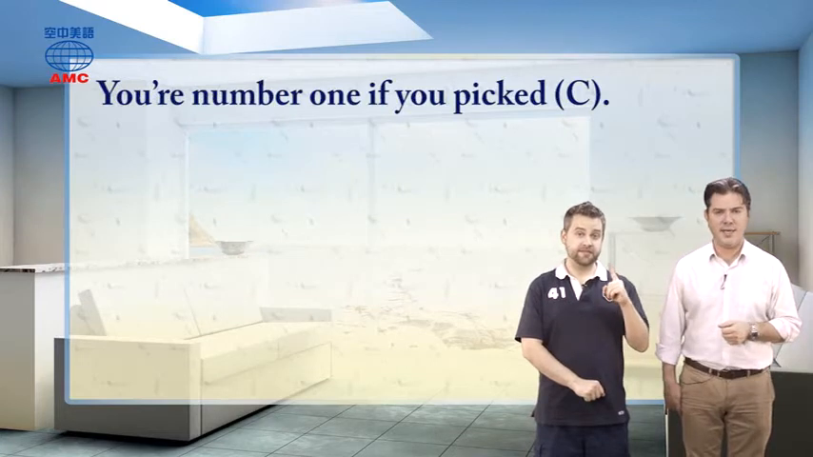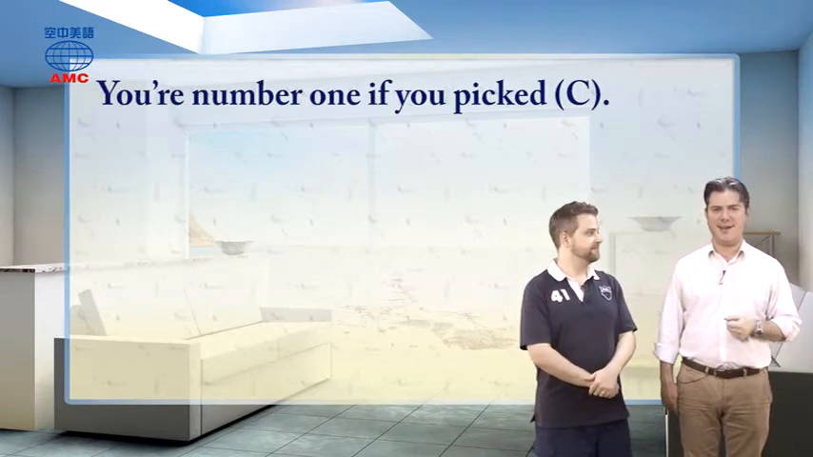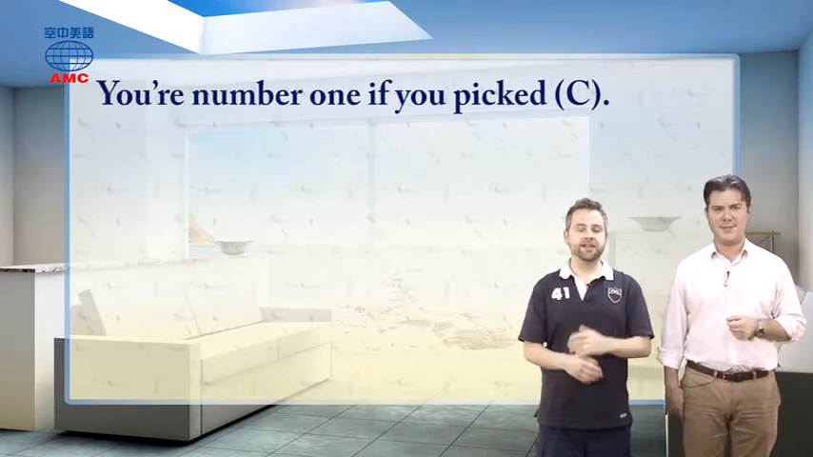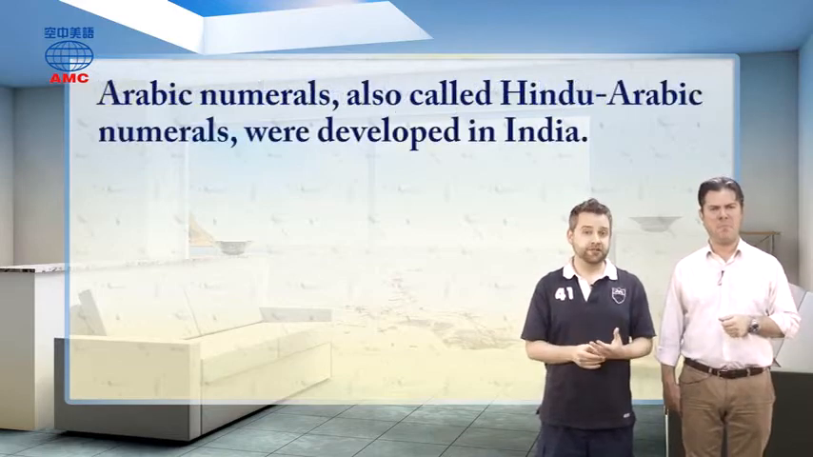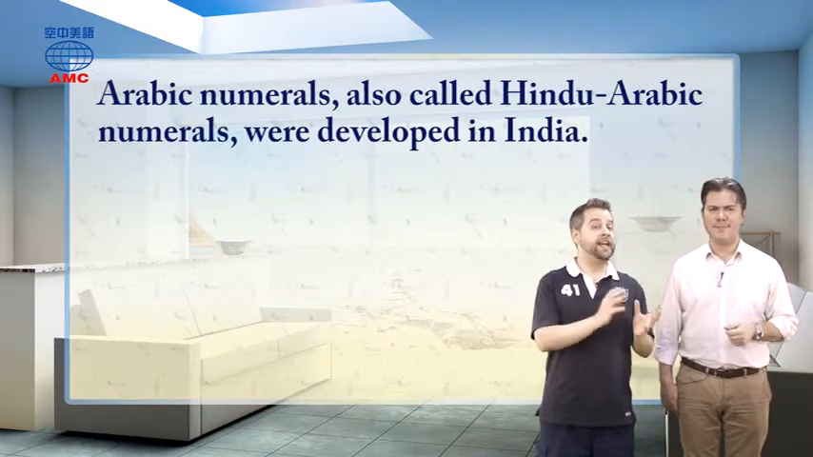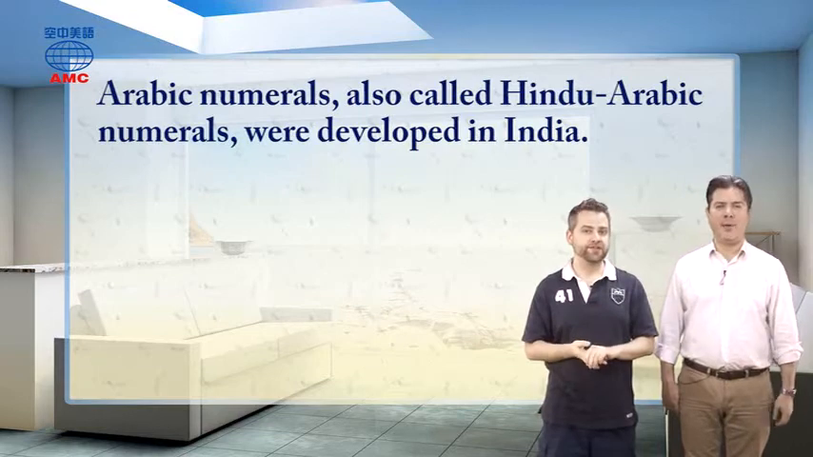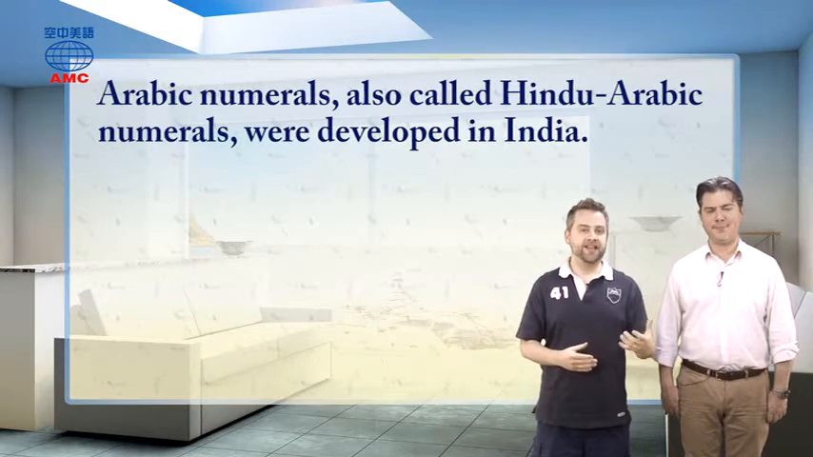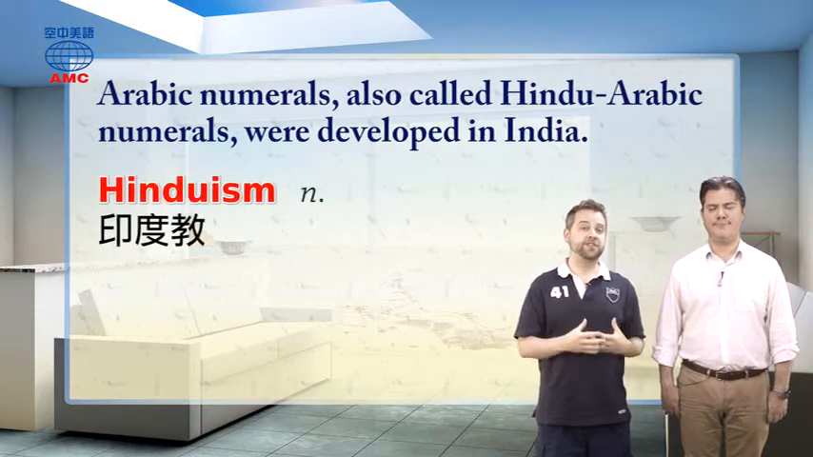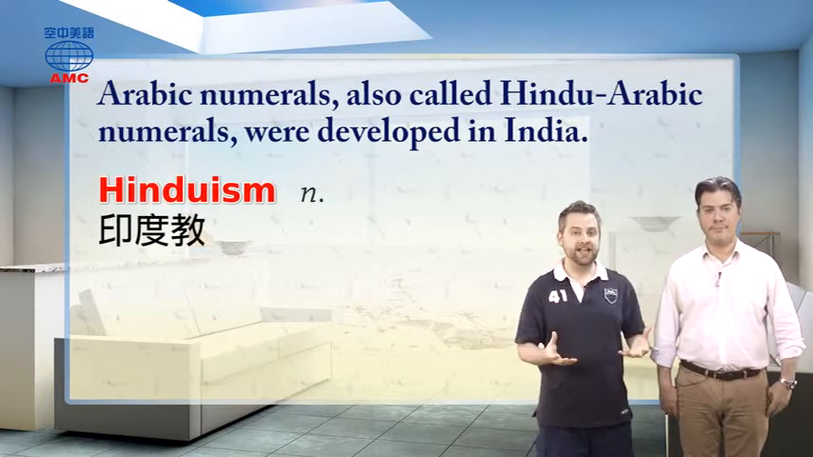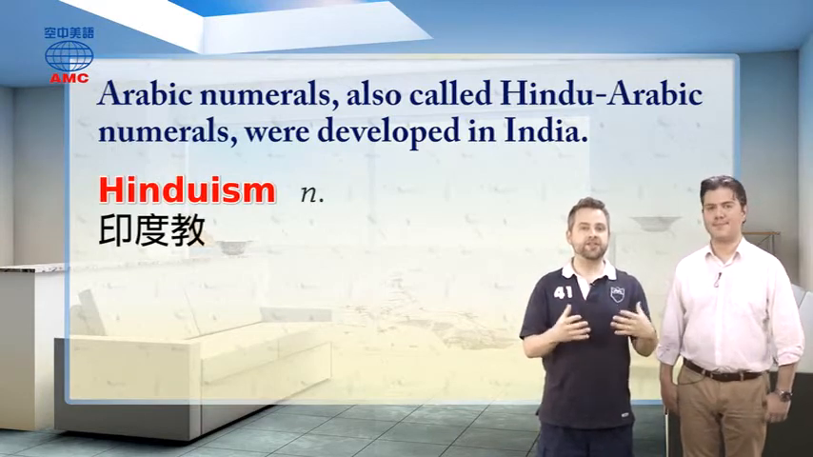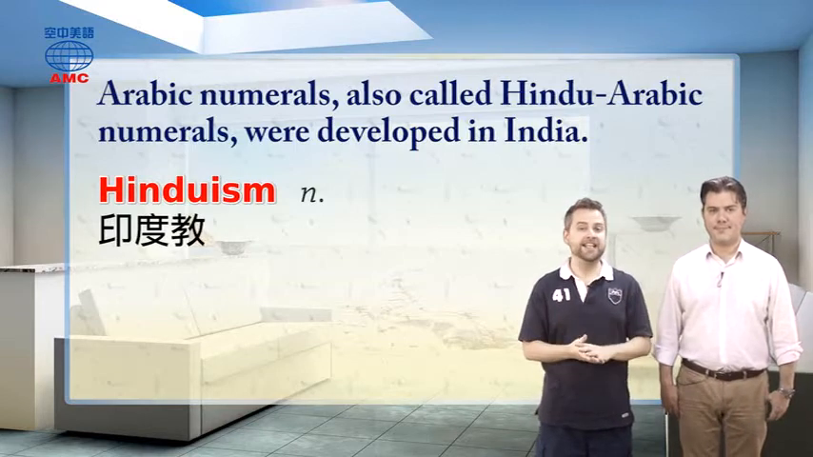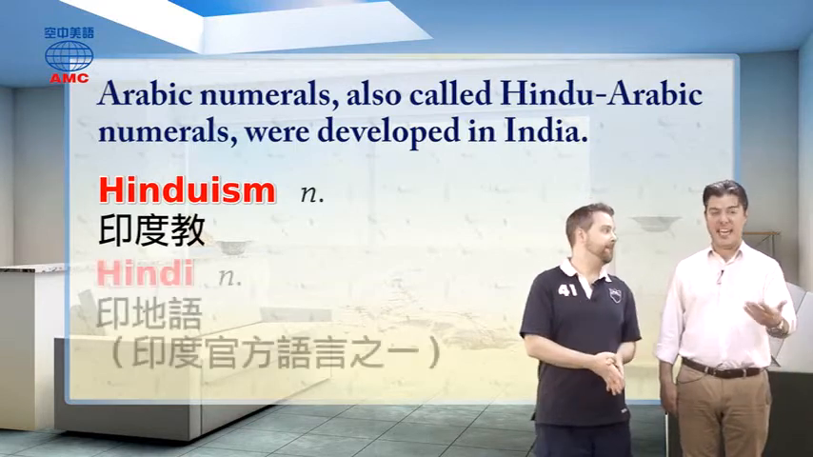Okay, the right answer, it says you're number one if you picked C, India. I'm amazed. Okay, well, let's explain. Arabic numerals, also called Hindu-Arabic numerals, were developed in India. Hinduism is one of the main religions of India. So this name Hindu-Arabic indicates there's an Indian connection. And a lot of people there speak Hindi, exactly, the language.